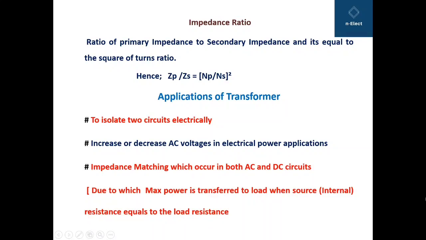I hope the idea of the structure of the transformer, the transformation ratio, the applications of the transformer, and the characteristics of the transformer are clear to you.